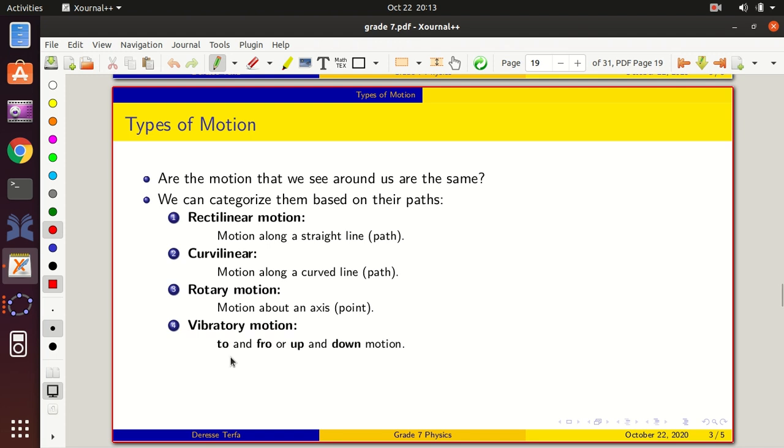Oscillatory motion is a to and fro or up and down motion. As we have seen in our block, the block is moving up and down. This kind of motion is called vibratory motion.